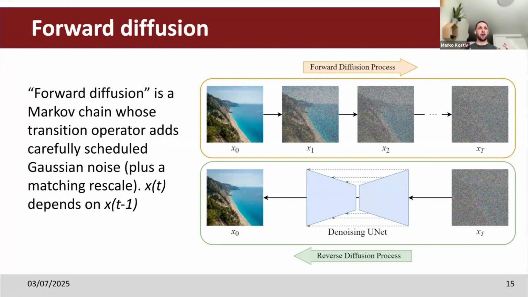The diffusion process is basically a Markov chain. This transition operator adds carefully scheduled Gaussian noise plus a matching rescale. So what does it mean? We take the image, let's say the entire image, we add the Gaussian noise, and we add it with alpha, so we are not beyond the 255 pixel space. Every time we add some noise, we are dependent on the previous iteration, and we keep adding noise until the image is completely gone. You just see random noise and you cannot see anything else beyond it.